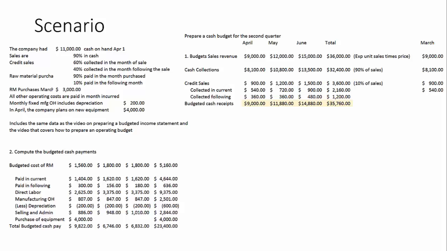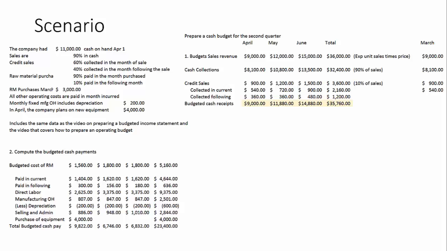Now, we have some information given to us that the raw materials that were purchased in March were $3,000. So 3,000 times 10% is $300. So we're now paying that part in April.